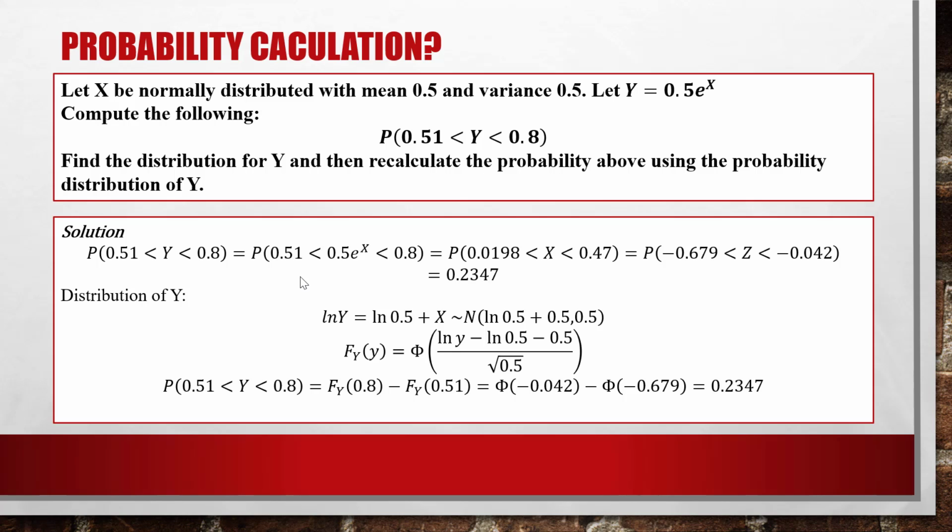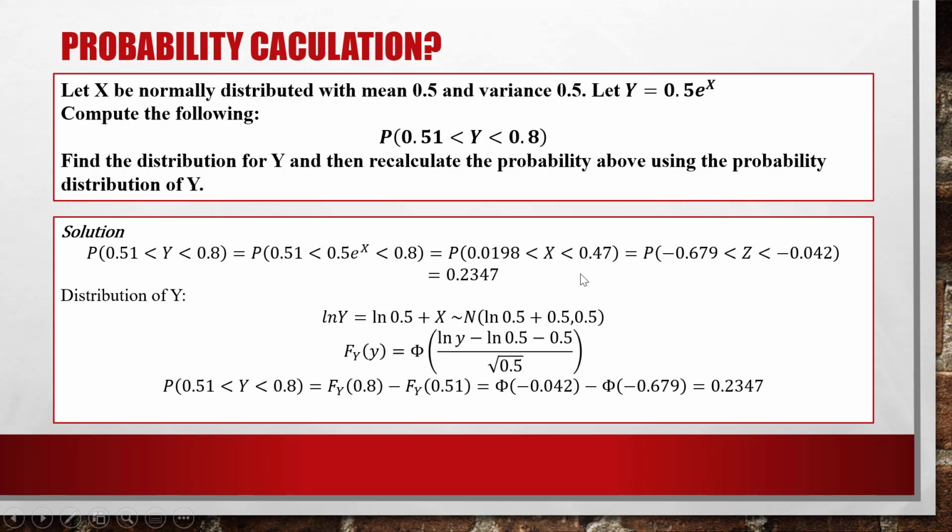And then remember that x is normally distributed, so we need to use standardization to calculate this probability. So in this step, the third equal sign, we use standardization. X here follows a normal distribution with mean 0.5 and variance 0.5. That means the standard deviation is the square root of 0.5.